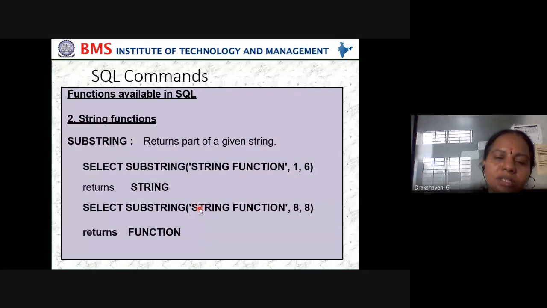Next one, you can see the substring of the string function, that is 8 and 8. So start from 8, go till 8. Start from 1, 2, 3, 4, 5, 6, 7, 8. You start from 8, go till 8: 1, 2, 3, 4, 5, 6, 7, 8. So this particular substring will return a value. This is what is called a substring. So this is what string functions will be doing.